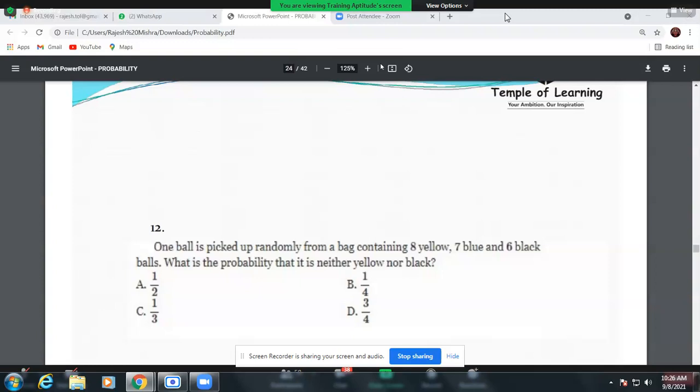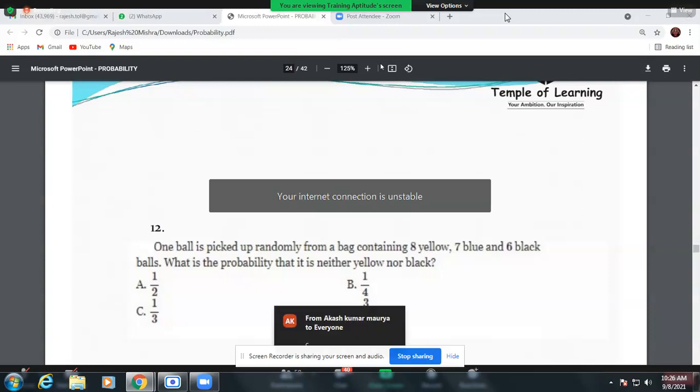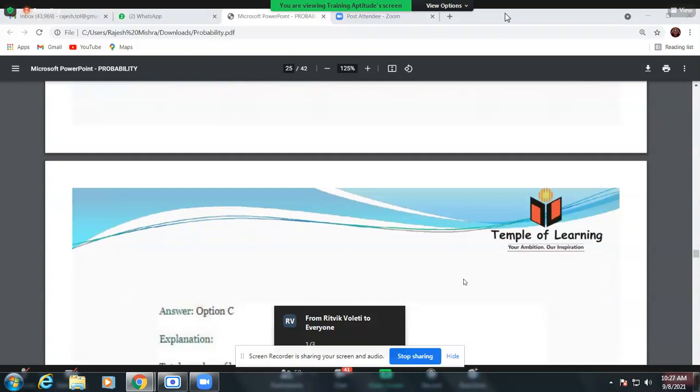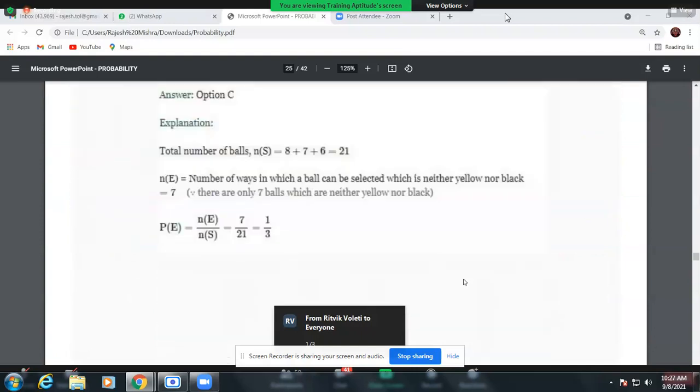So 1/3. What is the probability that it is neither yellow nor black? A ball is drawn, picked up randomly. So 8 yellow, 7 blue, 6 black. So total number is 21. I don't want yellow. I don't want black. So what am I left with? I'm only left with blue. So blue is total 7. 7 out of 21. Is this okay, students?